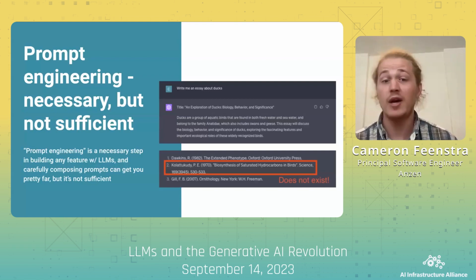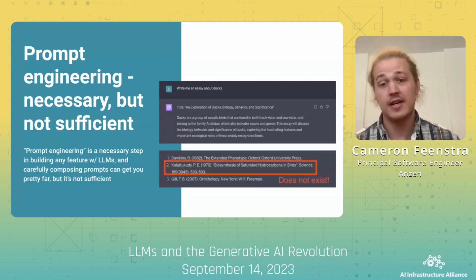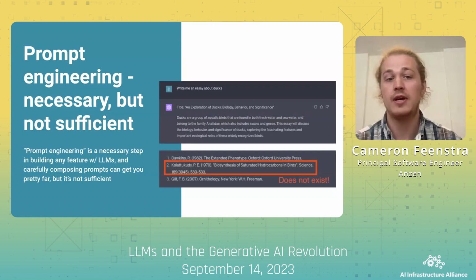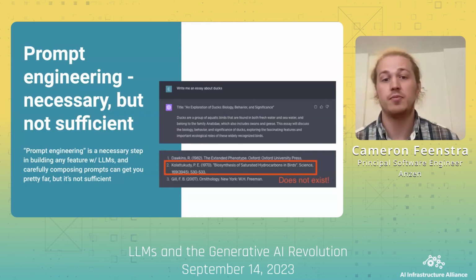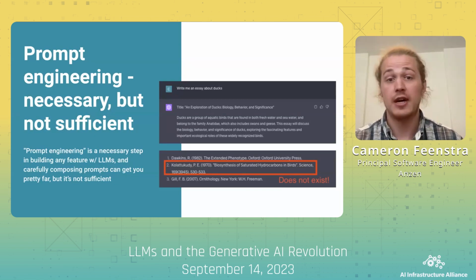And it's plausible. The author exists. The author does write about ducks. But as far as I can tell, this specific paper does not exist. So in order to really make these models work well, you need a little bit more than just telling them not to give you wrong information.